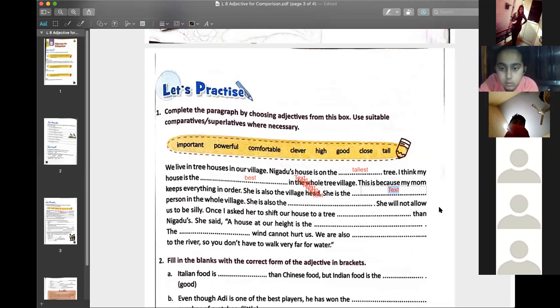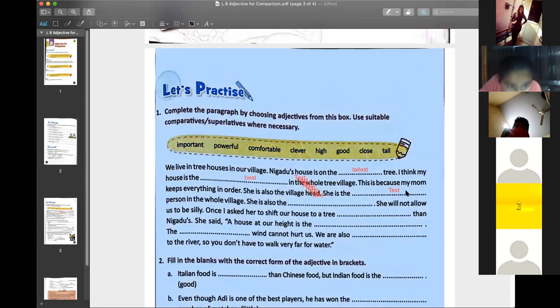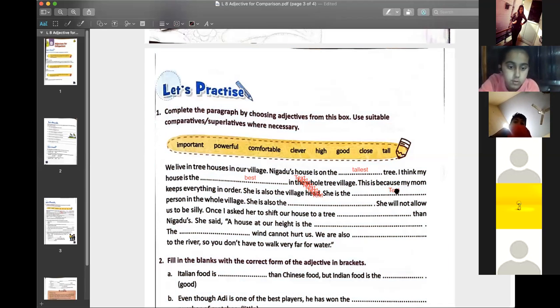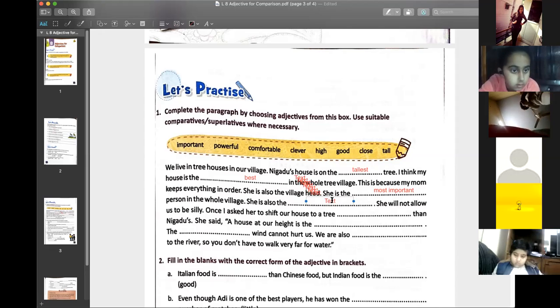Ma'am, most important. We have to do comparative or superlative, and the is also coming. What is happening here? Most important, important person in the whole village. She is also the dash.